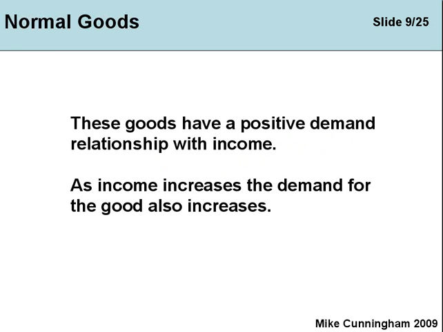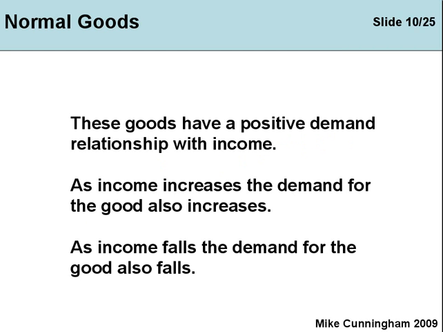Let's start with normal goods. These goods have a positive demand relationship with income. So as income increases, the demand for the good also increases. Anytime that happens, that's a normal good. That's what I meant earlier. It's nothing to do with the physical attributes of the good. It simply means that as incomes rise, more is demanded, whereas as incomes fall, less is demanded. So that's our relationship with normal goods.